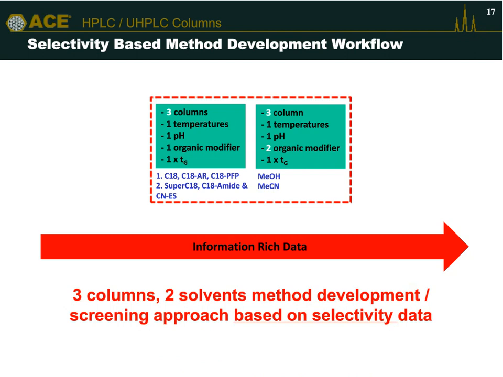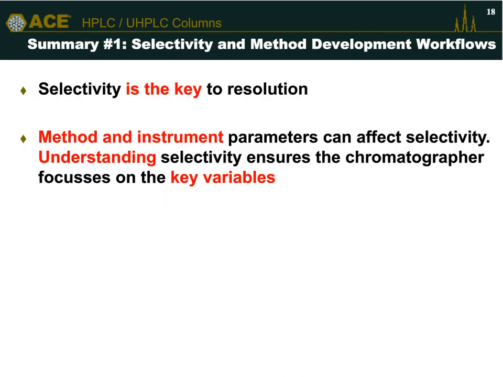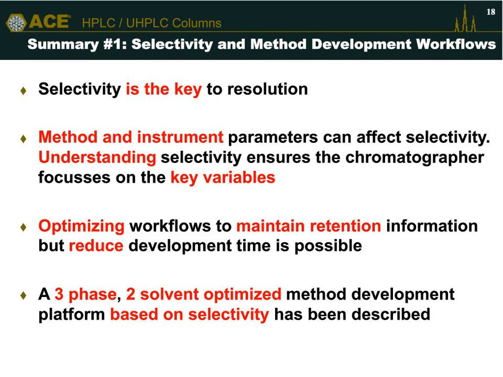So to summarize the first section of what I've talked about, hopefully what you've seen is that selectivity is the key to resolution. Alpha really is powerful with regards to method development and resolution of compounds. And I've shown you that many different method, mobile phase in particular, and instrument parameters can affect selectivity. And if we understand which ones are more powerful than others, we can focus on those key variables that are going to give us more information for the injections that we do. You can optimize your workflows, as I've shown, where you can reduce multiple different parameters down to far less parameters, but hopefully retaining key retention information.